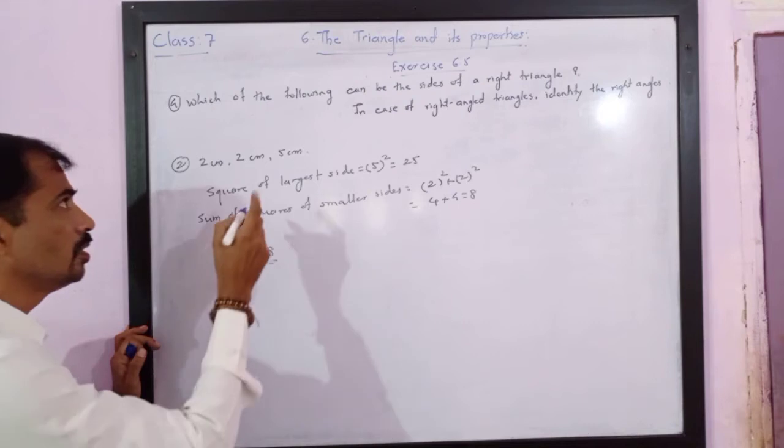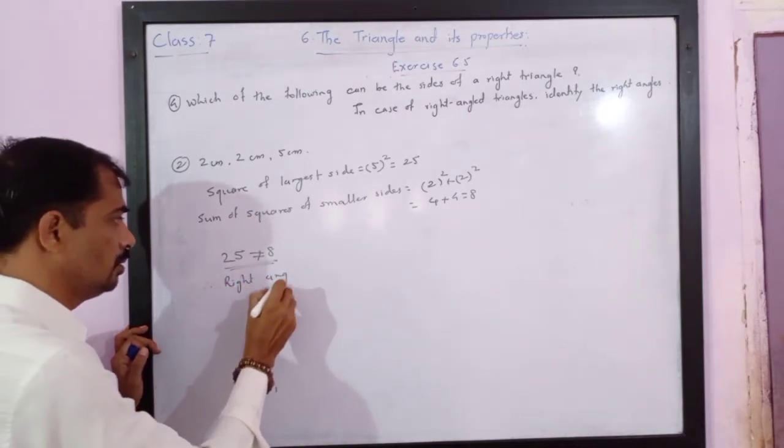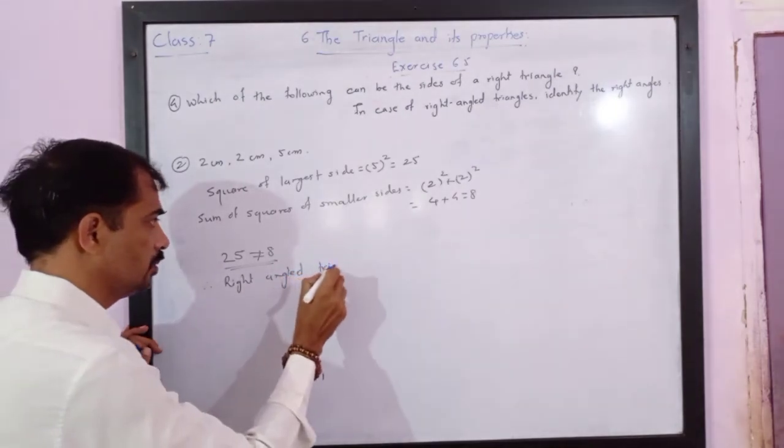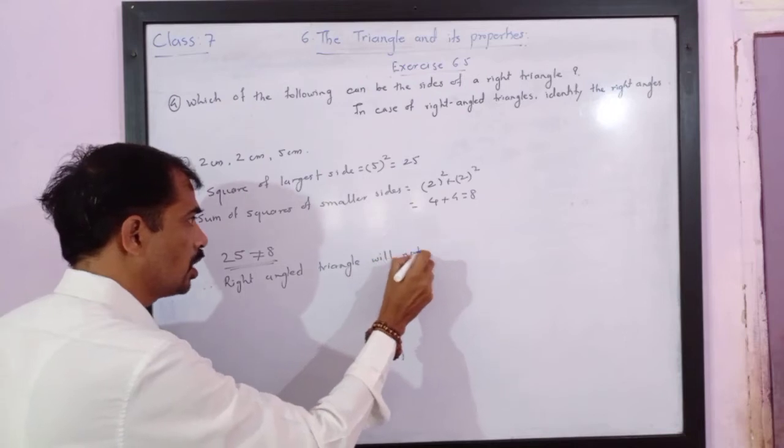Therefore, a right angled triangle will not be formed.